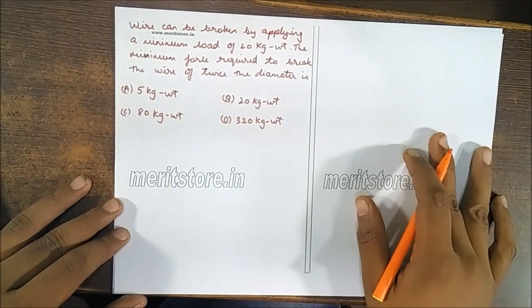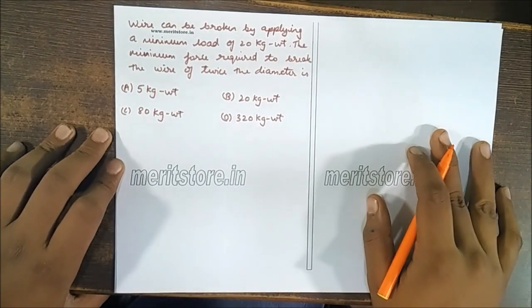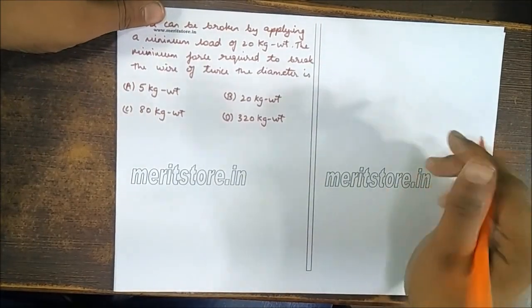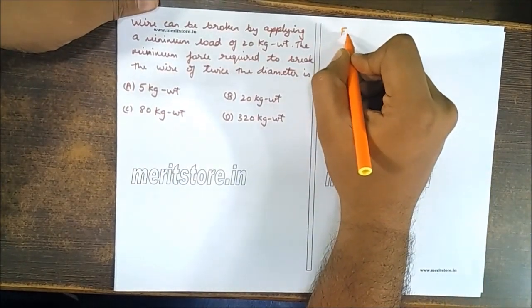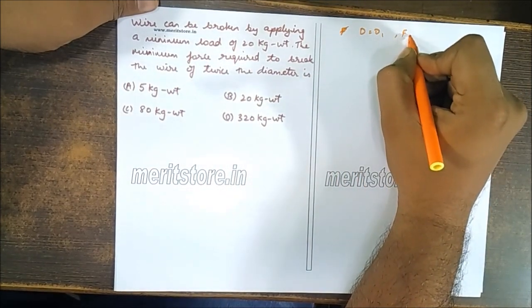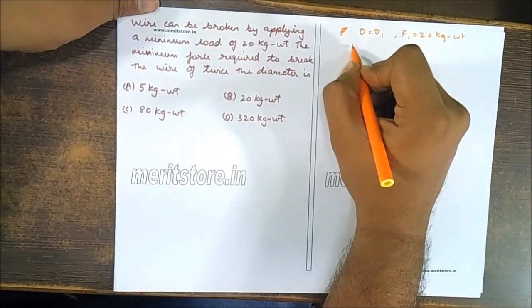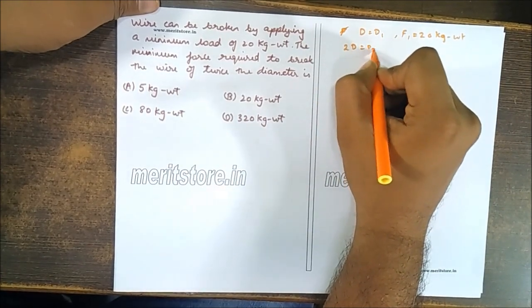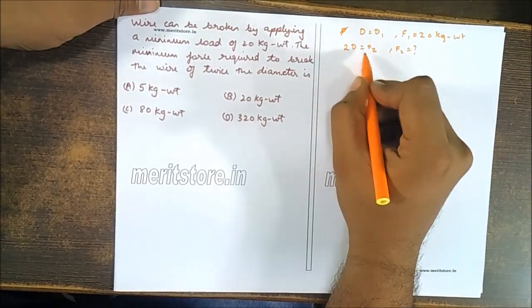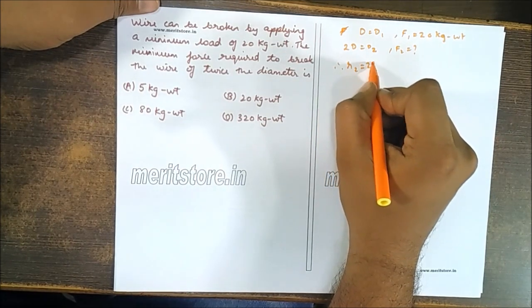Now the next question, a wire can be broken by applying a minimum load of 20 kg weight. The minimum force required to break the wire of twice the diameter. That means if R or diameter is equals to D1, then the force required to break F1 is 20 kg weight. So if diameter is 2D, that is D2, then F2 is equals to question mark. Now if diameter is becoming double, that means radius is becoming double, so I can say R2 is equals to 2R1.